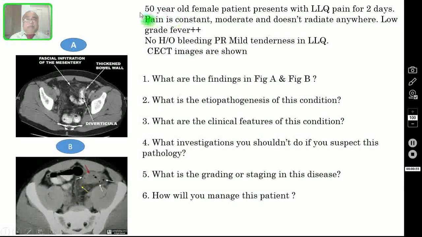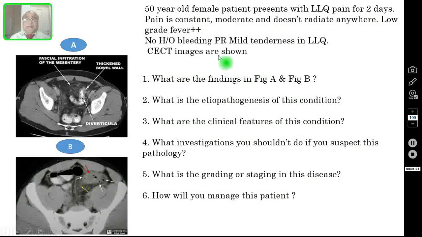So our patient is a 50-year-old female who presents with left lower quadrant pain for 2 days duration. Pain is constant, moderate, and doesn't radiate anywhere else. Patient is also having low-grade fever. There was no history of bleeding PR, but there is mild tenderness in the left lower quadrant.